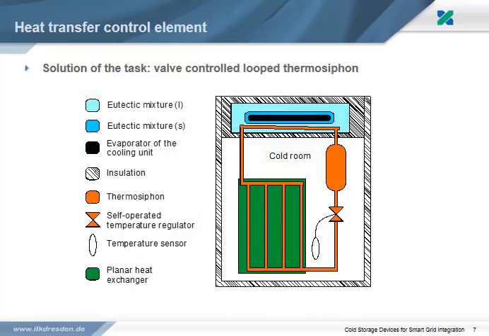As a solution of the task, we designed a looped and valve-controlled thermosiphon, which is drawn in orange in the sketch. A working fluid condenses in the cold storage. The self-operated temperature regulator releases working fluid in dependence on the cold room temperature. Over the planar heat exchanger, the working fluid absorbs heat and evaporates. During that process, the cold room is cooled. The gaseous working fluid returns to the cold storage and the process starts again. This whole temperature control process is totally self-acting and does not need any electricity.